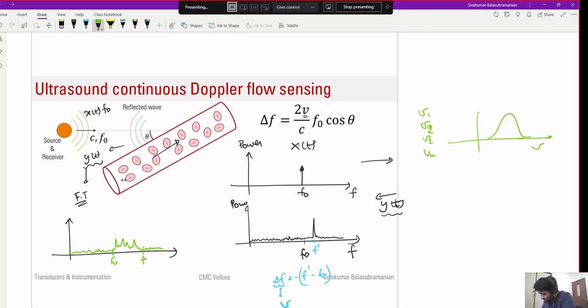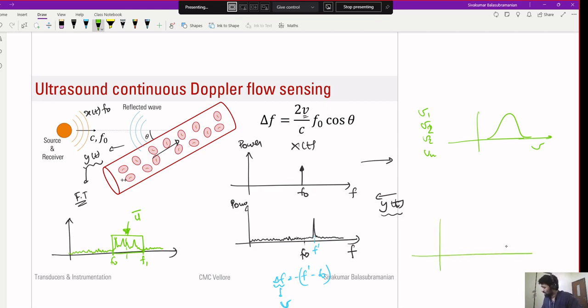And if you now take the average frequency of this curve, then that will tell you something about the average velocity of your RBCs. But if you look at the details of the curve itself, that might tell you the percentage of RBCs that are moving at a particular velocity. Okay, right, so that's the idea.